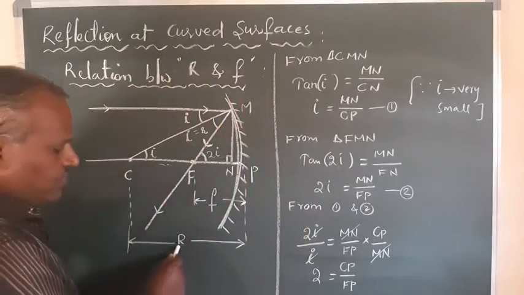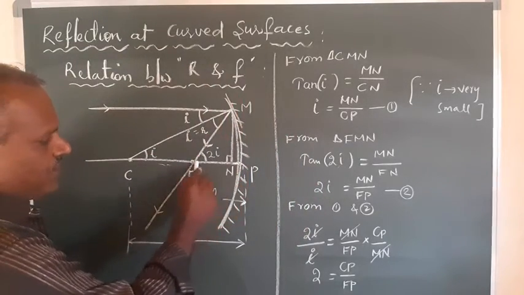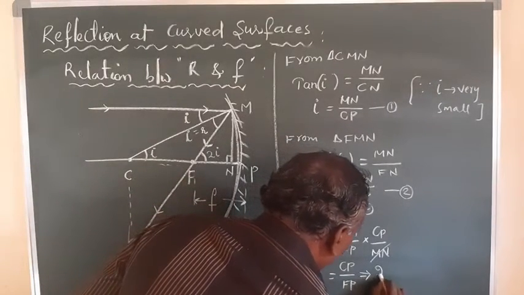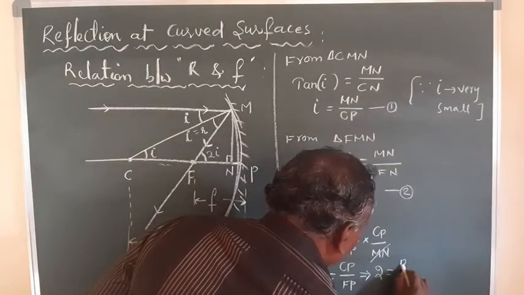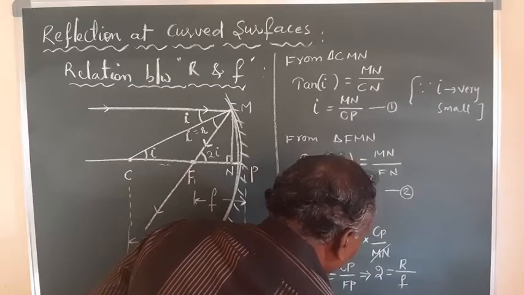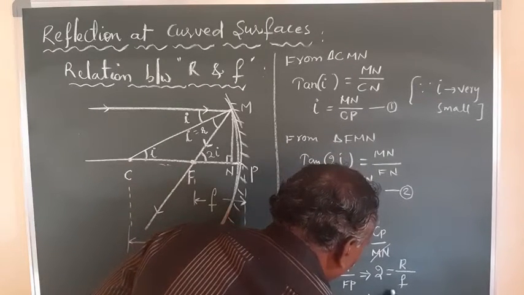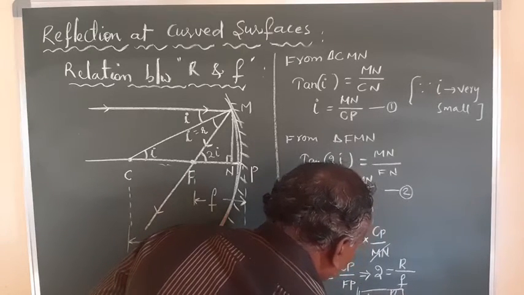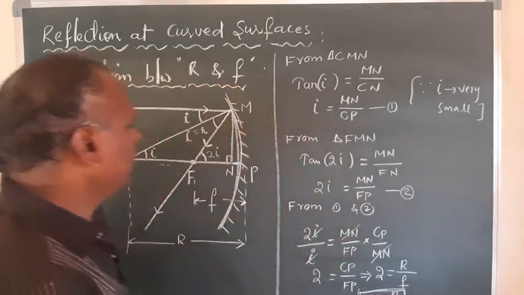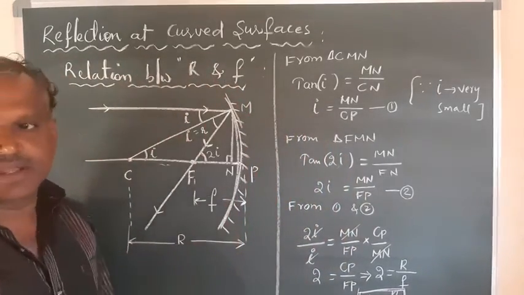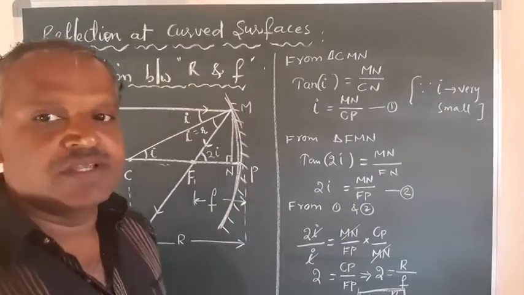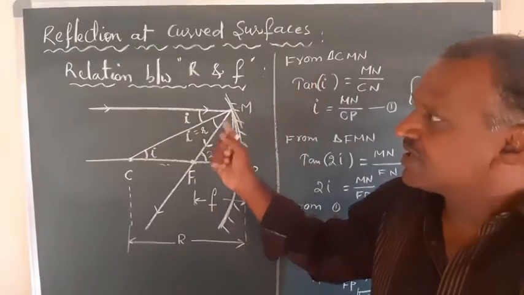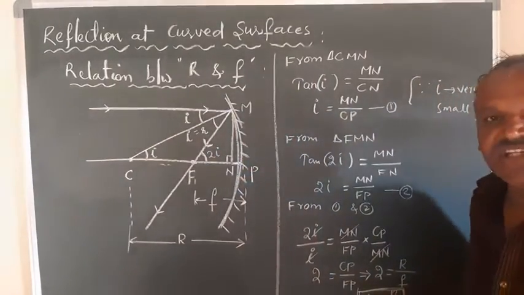Cp is the distance r. What is Fp? It is the distance f. So I can write 2 is equal to r upon f, which is nothing but f is equal to r by 2. That means the focal length of a mirror, convex or concave mirror, is half of the radius of curvature for that mirror. Either it is a convex mirror or concave mirror, this relation is valid.